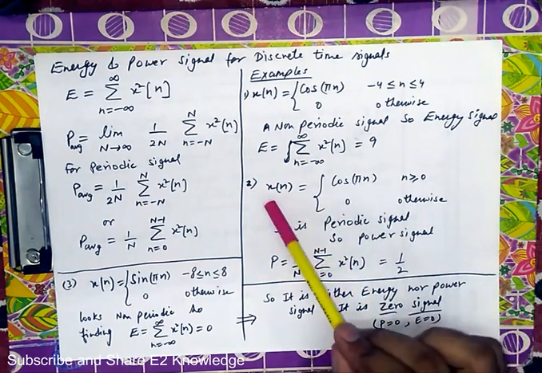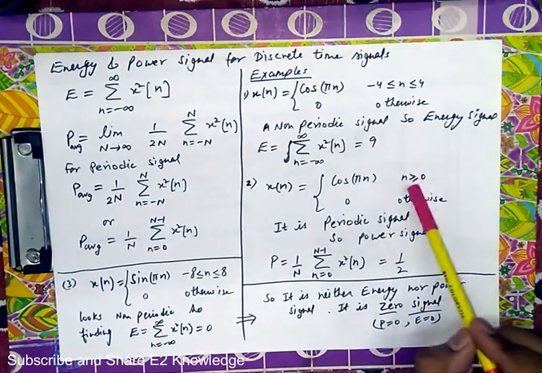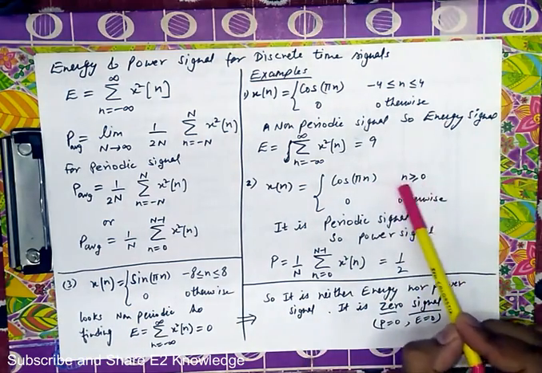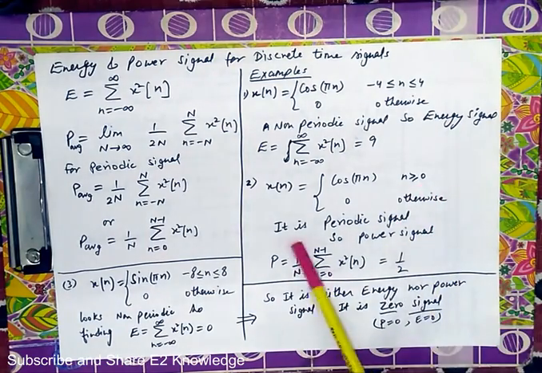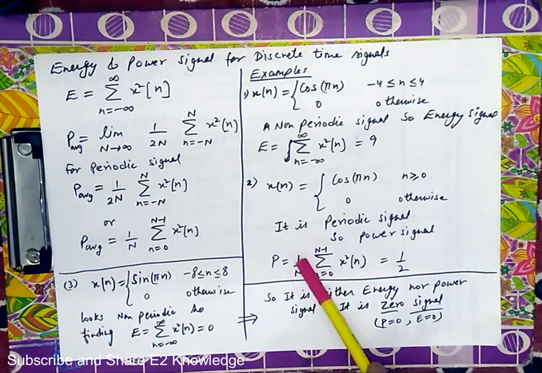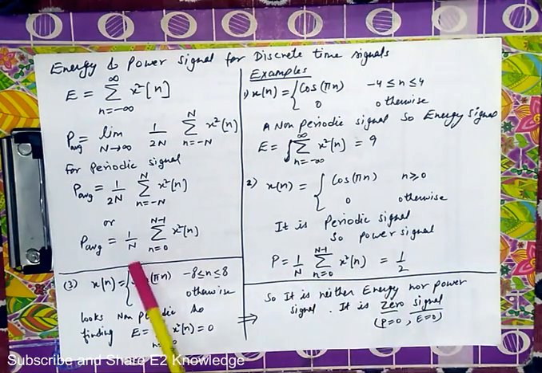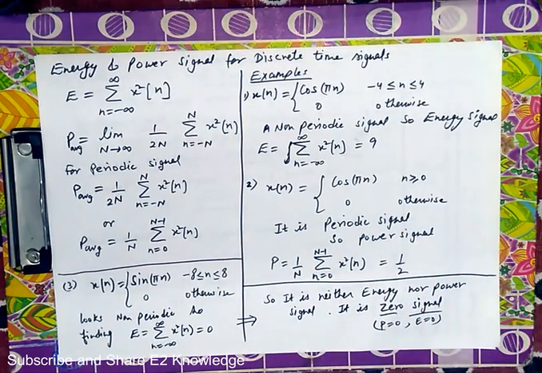Similarly, second example x[n], here again the same signal, but now n varies from 0 to infinite. N is greater than 0, so it is a periodic signal. So periodic signals are power signals. Finding the power of the signal from this formula, it comes out to be 1 by 2. So it is a power signal.